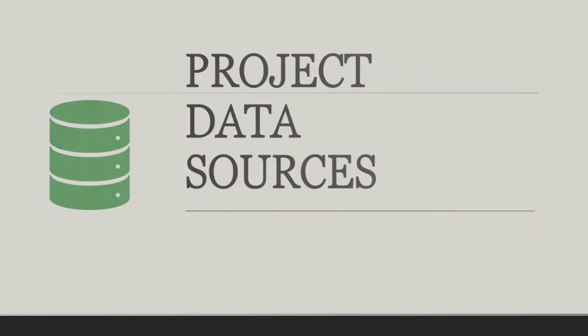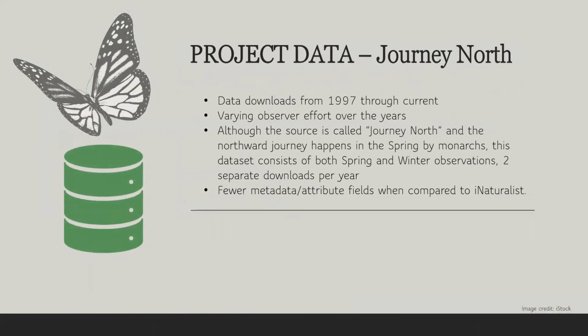As far as my project data sources, I've got 2 different citizen science platforms that I was able to get data from. One is called Journey North, and they have observations from 1997 through present. There's varying observer effort over the years, and although it's called Journey North, I can assure you they also have observations of the journey south to the overwintering grounds. They've got 2 separate downloads per year, one for the spring, which they define as January through the end of July, and one for the winter, which they define as the beginning of August through the end of the calendar year.